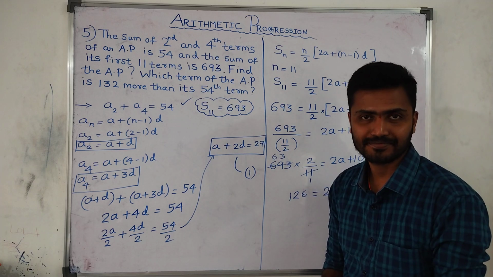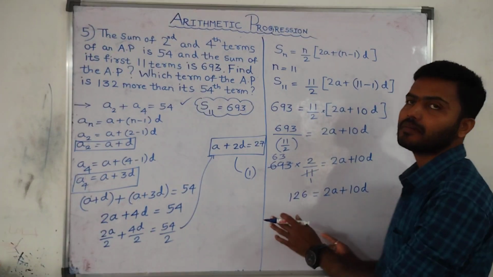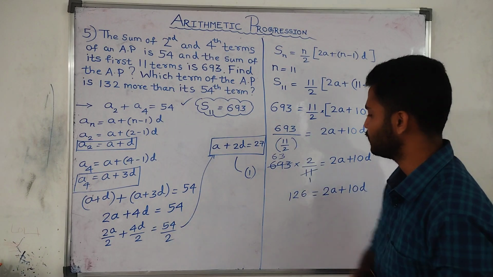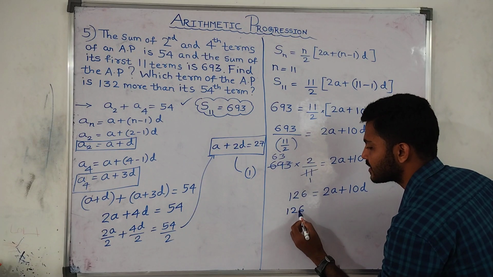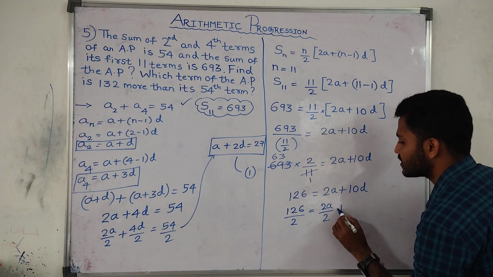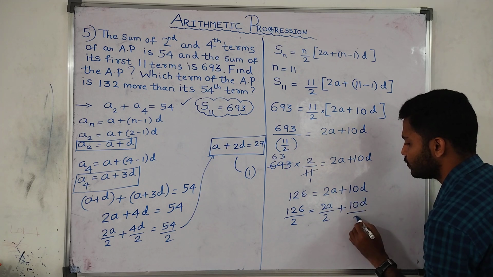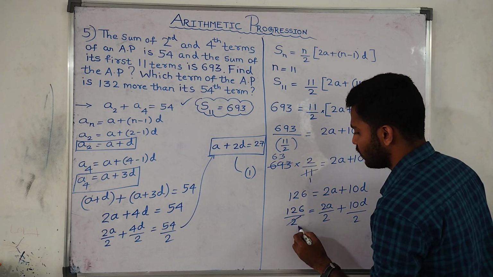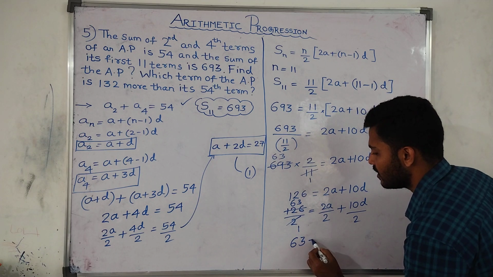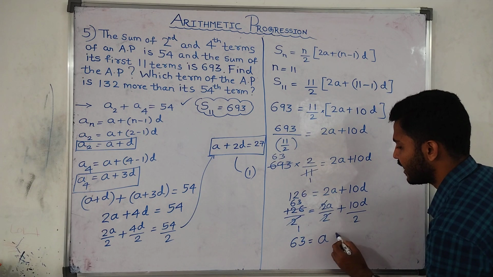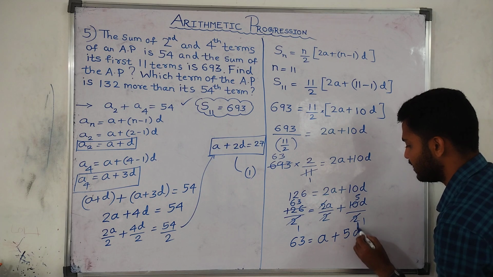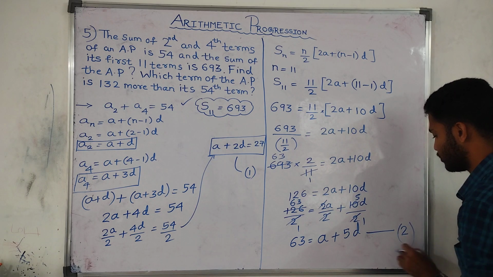Okay, so what I'll do is, since all of them are multiples of 2, I'll divide the entire equation by 2. So 126 divided by 2 is equal to 2a divided by 2 plus 10d divided by 2. So 2 1 times, 2 6 times, 2 3 times. So this is 63 equals, 2 gets cancelled, a plus 2 1 times, 2 5 times. So a plus 5d. This is our equation number 2.